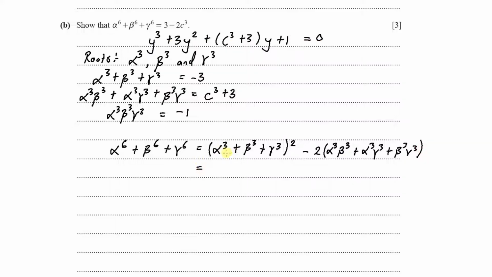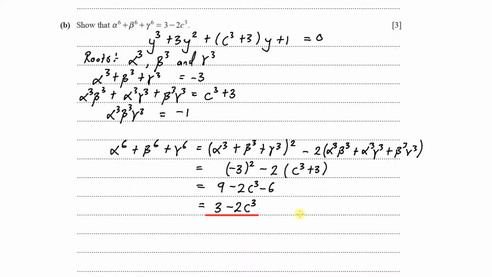Now if you look here, you can see that this here is the sum of roots, which we got to be minus 3. So that's going to be minus 3 squared, and then that's minus 2 of, and if you look here, you can see that this is the sum of the product of pairs, which is c cubed plus 3. So this will give us 9 minus 2c cubed minus 6. And we know that 9 minus 6 is 3. So we have 3 minus 2c cubed, and this here becomes the answer.